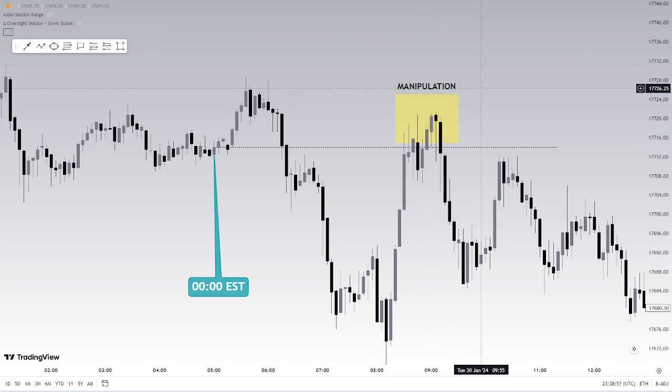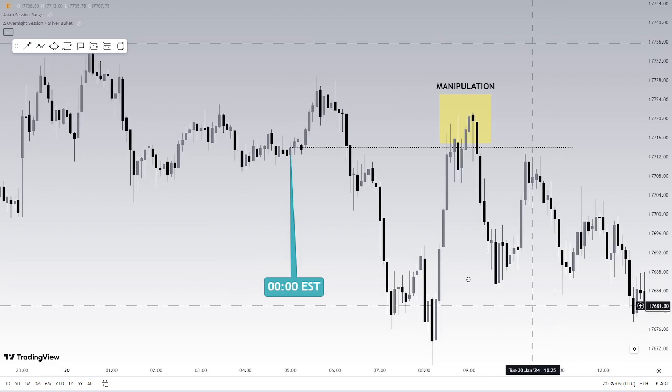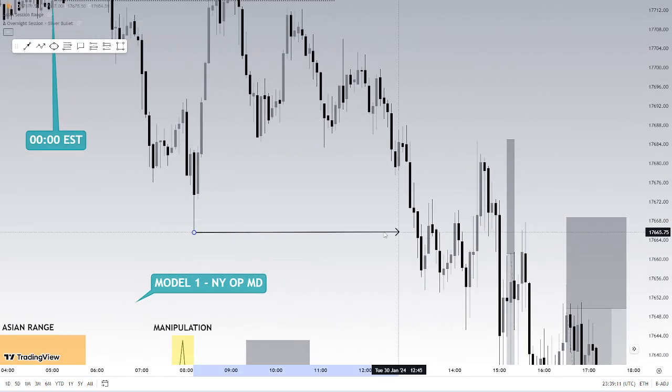The manipulation can occur in London or New York, typically in either, right? So it can happen in London or New York. It can be either or, and it's our job to understand that it has happened, and we can look for a sell off the next fair value gap after a clear break of structure. So this is our first entry model over here.